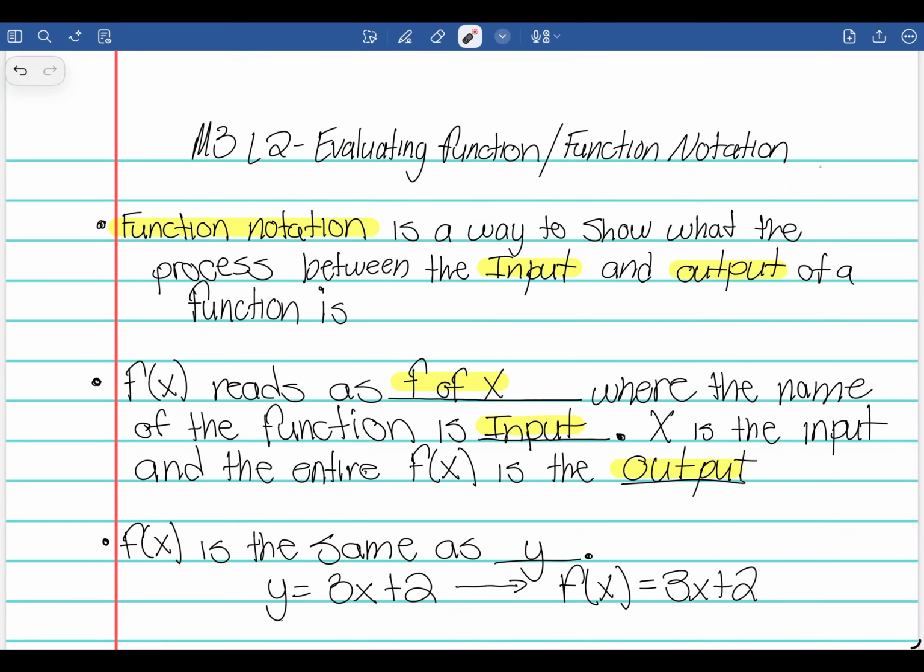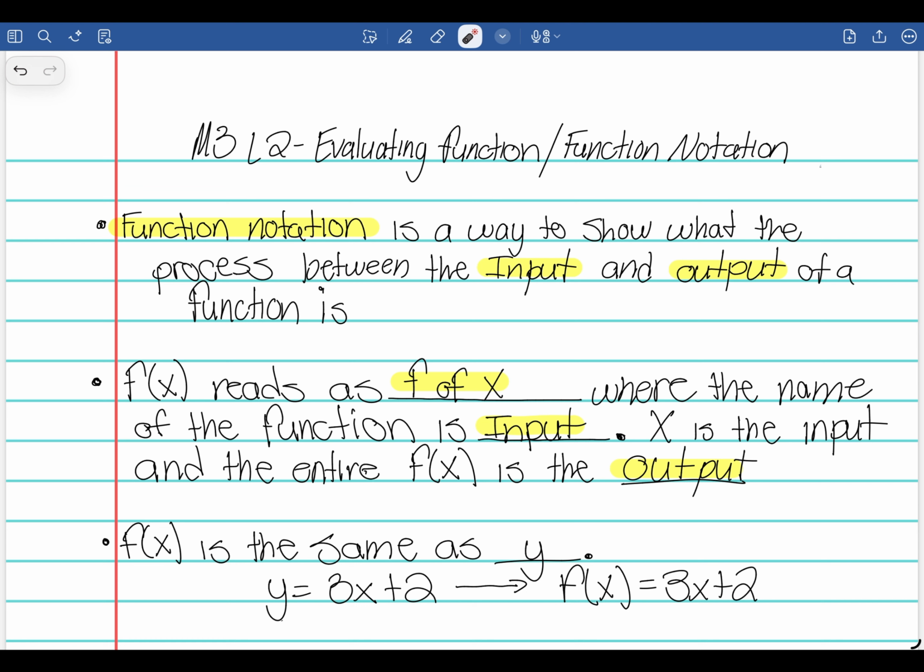Alright class, so in lesson 2, evaluating functions and function notations. We're going to look at some key things that we need to know about evaluating these functions and function notations, and then we're going to get into our examples. The first thing we need to know is that a function notation is a way to show what the process between the input and output of a function is.